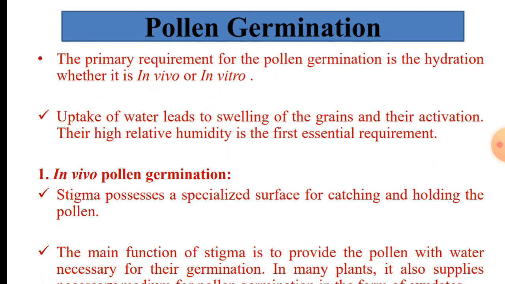Now, pollen germination. The primary requirement for pollen germination is hydration, whether it is in vitro or in vivo. Uptake of water leads to swelling of the grains and their activation. High relative humidity is the first essential requirement.